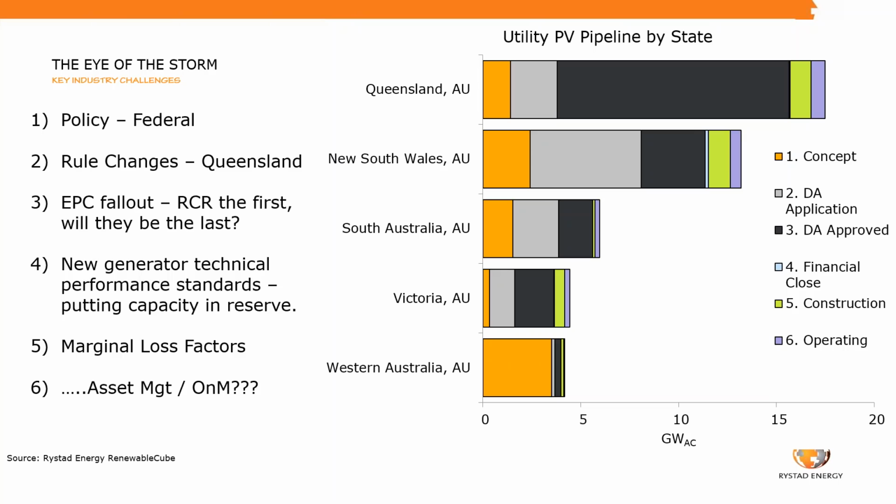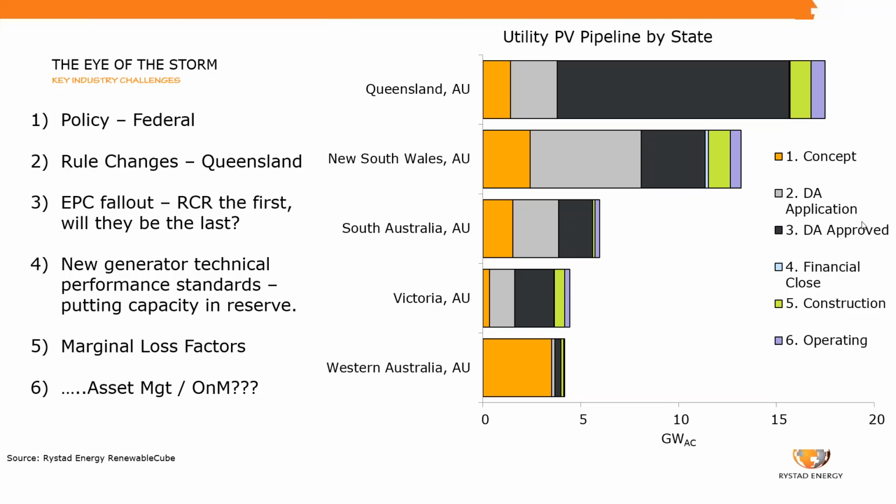Policy at a federal level we could talk about for an hour. There's recently been rule changes in Queensland that require qualified electricians to perform mounting of all panels and modules on the utility PV farms when this was formerly done by labourers. And the plot on the right shows the full pipeline of utility PV by state. And when you start to include what's got a development application or what's even applied for a development application, you see that rightfully so, Queensland is the place with the largest pipeline when you include all stages of development.